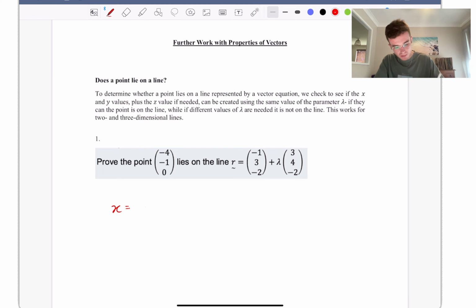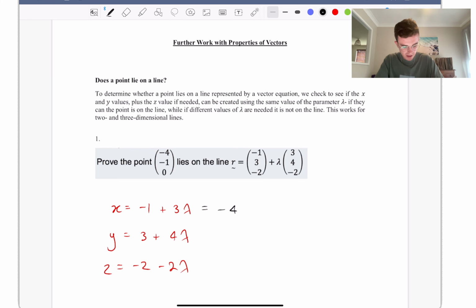So x is equal to minus 1 plus 3 lambda. Y was 3 plus 4 lambda. And z is going to be minus 2 lambda. Let's set this equation to be equal to minus 4. If we do that, we're going to get minus 3 on 2, I think. No, we're not. No, minus 1. So let's substitute that into each of these coordinates.